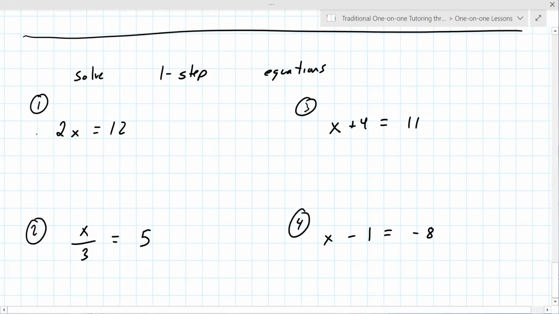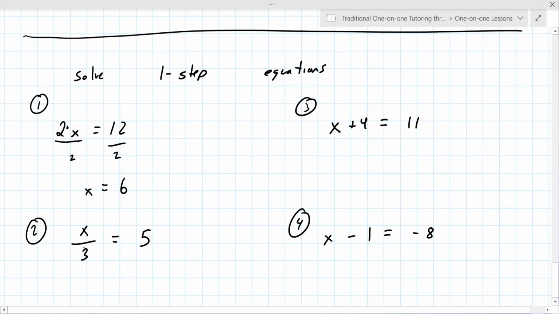You have to add. But 2 is multiplying x. Oh, so you have to subtract. How do you undo multiplication? Divide. That's right. And what are you going to divide both sides by? 2. Okay. What is 12 divided by 2? 6. Okay. All right. Let's go to number 2 here.